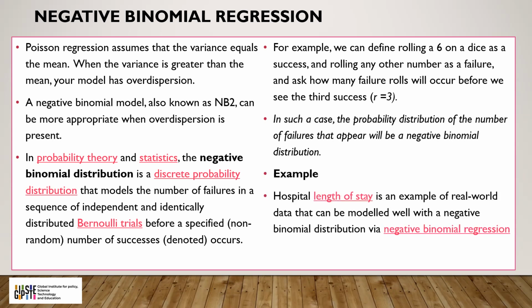For example, hospital length of stay is an example of real-world data that can be modeled well with a negative binomial distribution through negative binomial regression. Very important to know that.